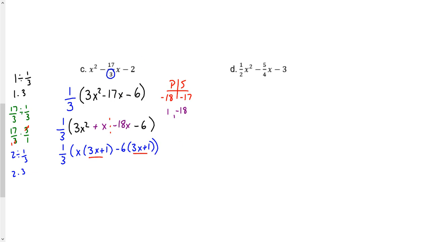But we have that 3x plus 1 there. So that 1/3. 3x plus 1. Left with the x subtract 6. And we have this entire thing factored.